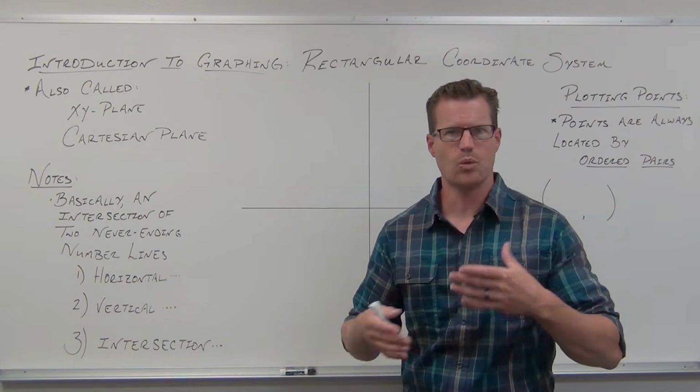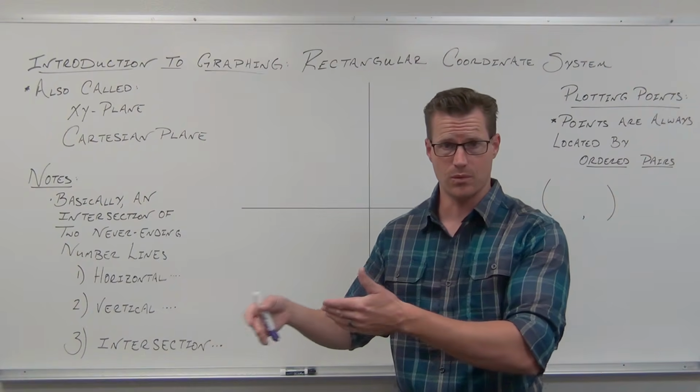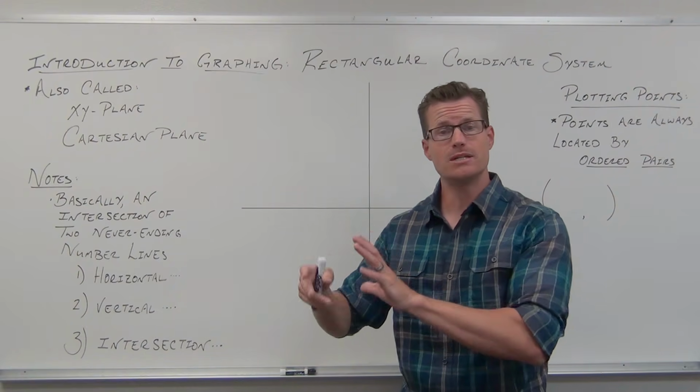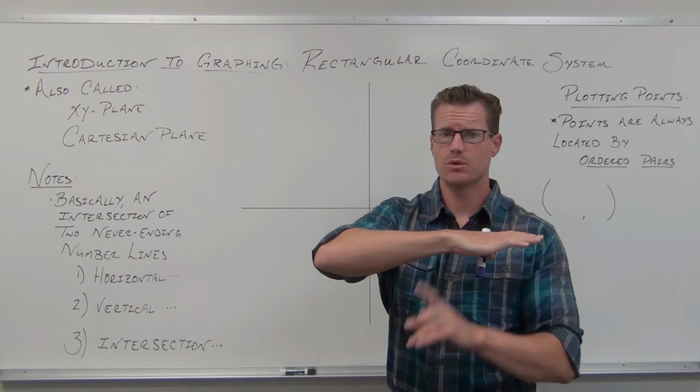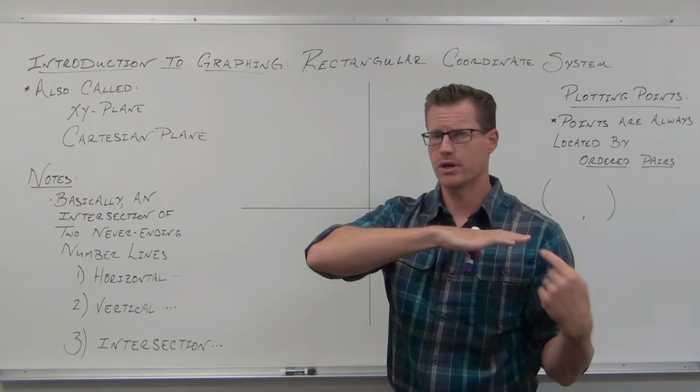Hopefully this is making sense to you why we need this, though. I really don't want to skip over that. Why we need two number lines rather than just one. One number line is great if you're only dealing with one variable, because you can pick a number, put it anywhere on there.